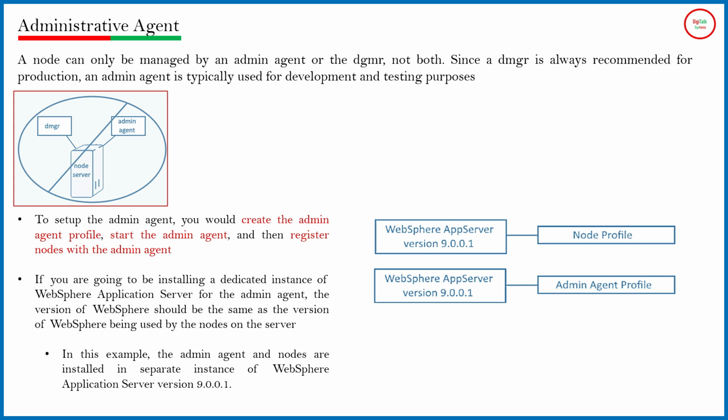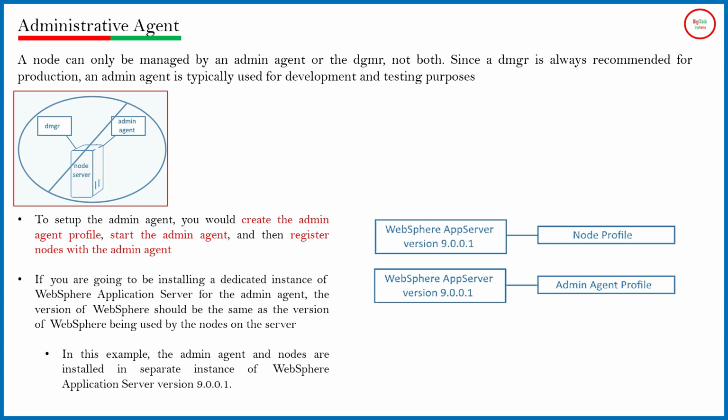Now, to set up an admin agent, the process is very simple. First, you have to create an agent profile. The first thing we do after the installation of WebSphere is create a profile. There are different kinds of profiles that we are going to cover in the next few sessions on this channel, and they are completely covered in the course as well.